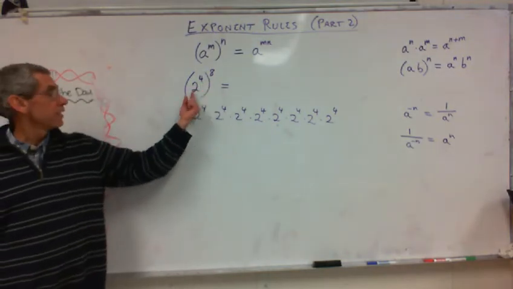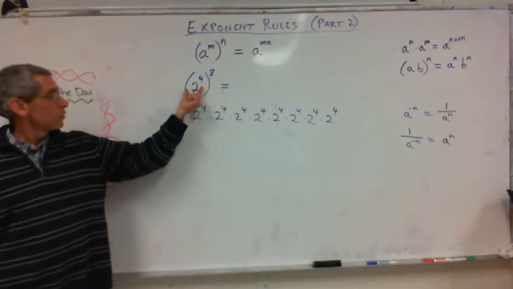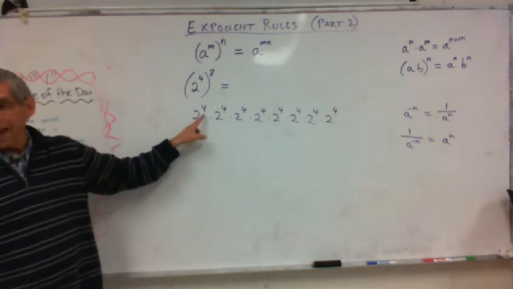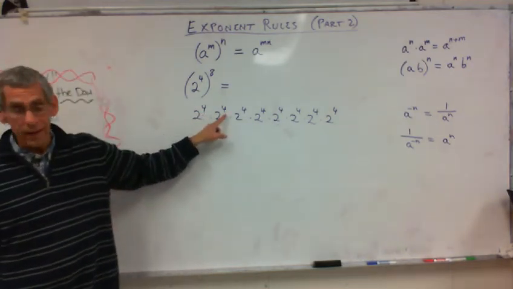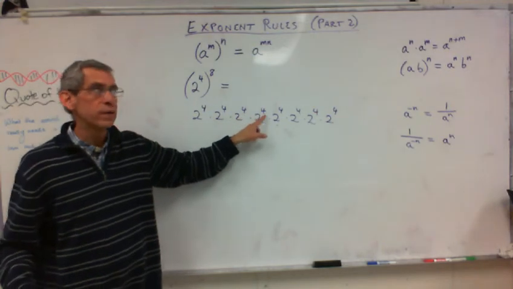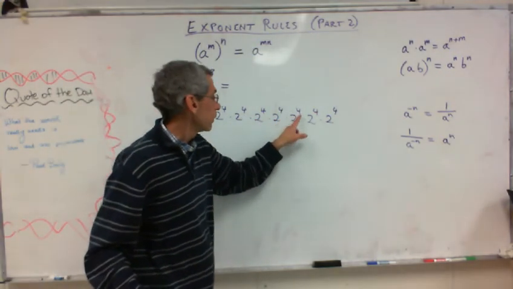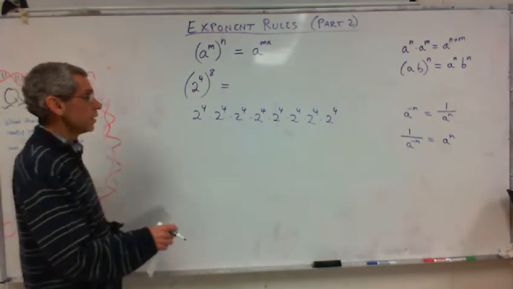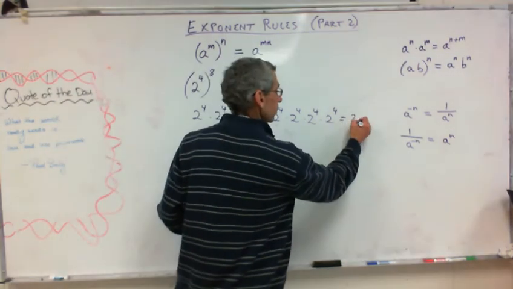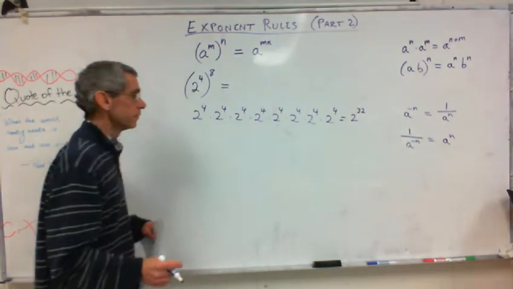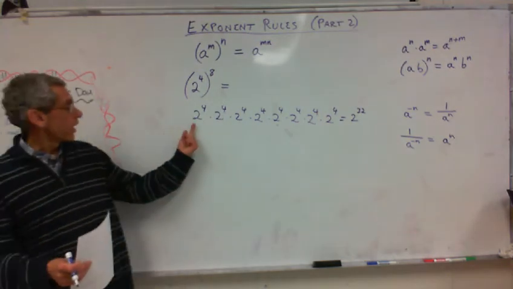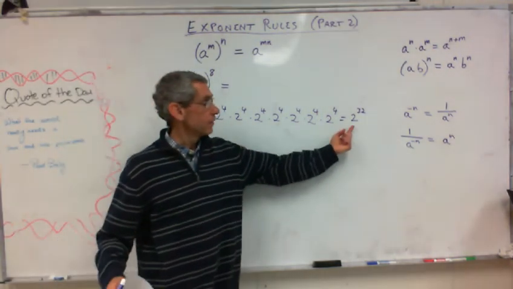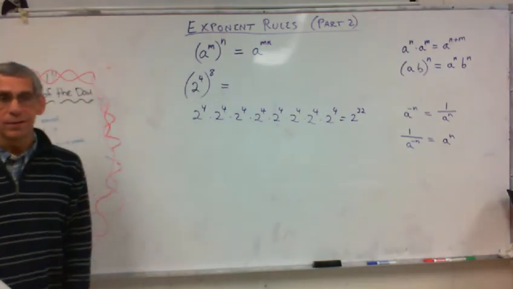I'm raising to the 4th 8 times, I mean to the 8th power. So it's that. So I could add all these, right? 4 plus 4 is 8, plus 4 is 12, plus 4 is 16, plus 4 is 20, 24, 28, 32, right? So that would be 2 to the 32, right? Because I'm multiplying same bases with exponents, I just add the exponents. I keep the base and add the exponents. Yes? You could have just said 8 times 4.